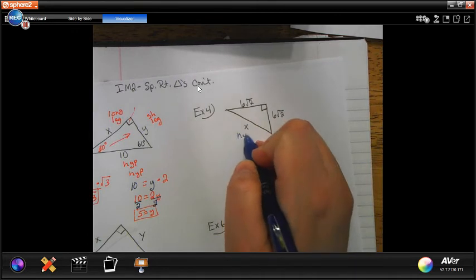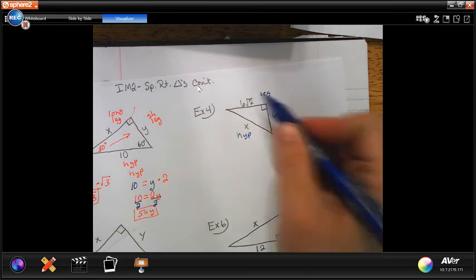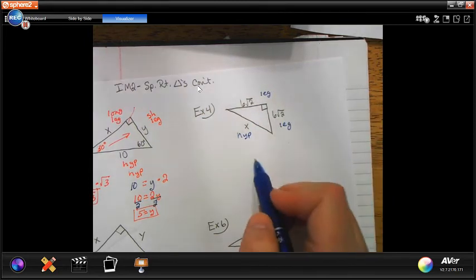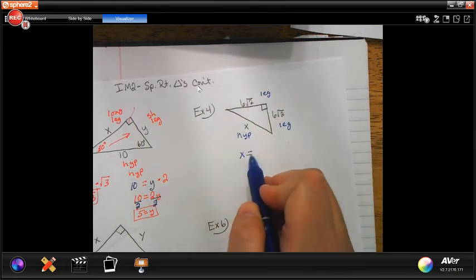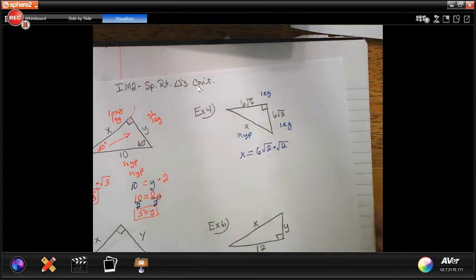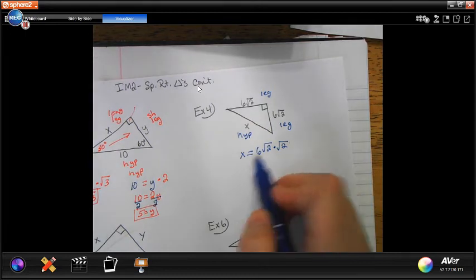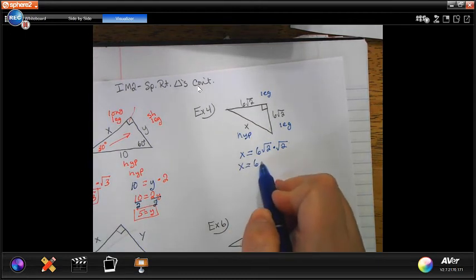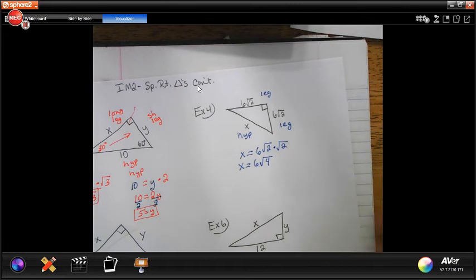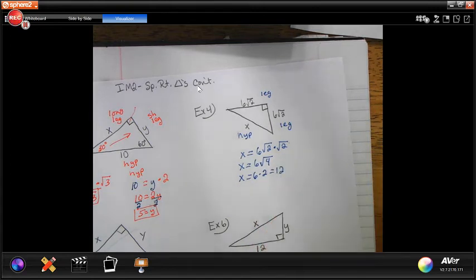This is our hypotenuse, leg, and leg. We already know the legs are equal. So it's hypotenuse, x, equals leg times radical 2. Whatever your leg is, times radical 2. Even though our leg already has a radical 2, we still have to multiply it by radical 2. So we get x equals 6 times radical 4. And I hope you know what the square root of 4 is. So x equals 12.